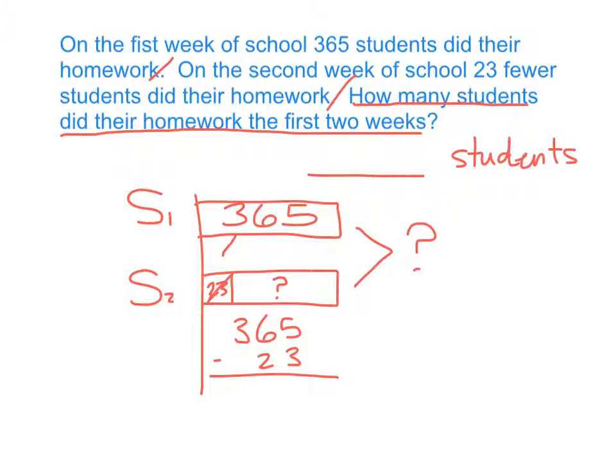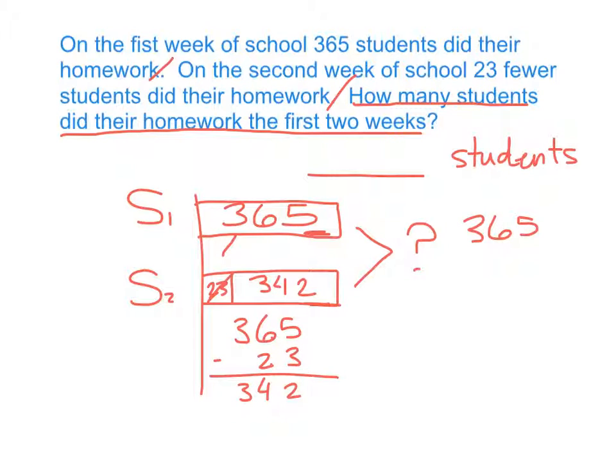5 minus 3 gives me 2. 6 minus 2 gives me 4. 3 minus 0. So my first question mark is answered at 342. So to get my final answer, I combine my first week with my second week.